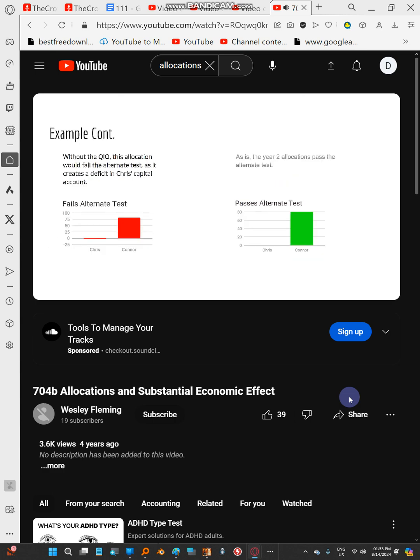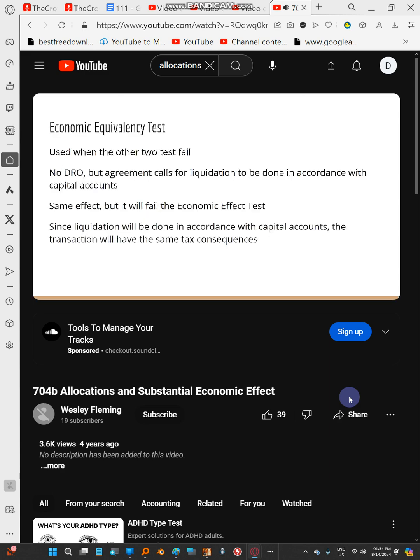And we see this here on these charts. You see the one on the left fails the alternate test. It's going below that $0 capital account balance. But with the qualified income offset, it brings the capital account to 0.